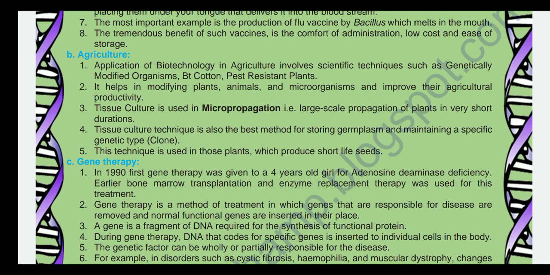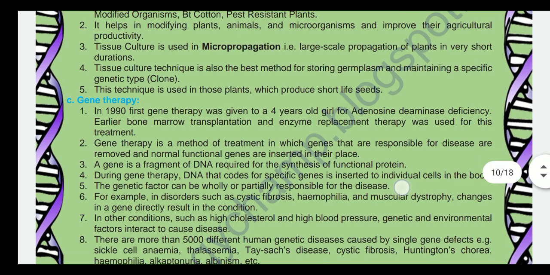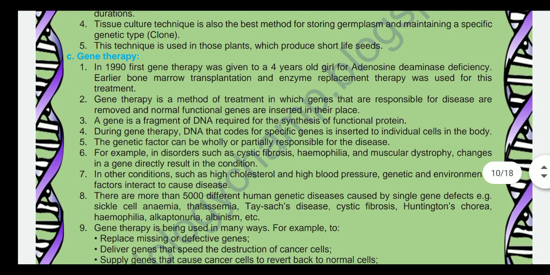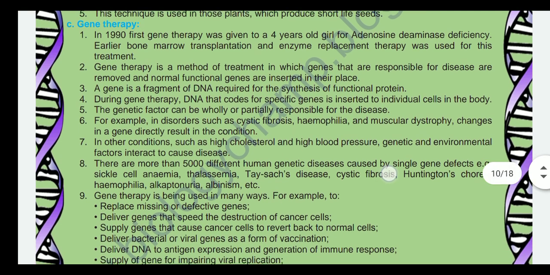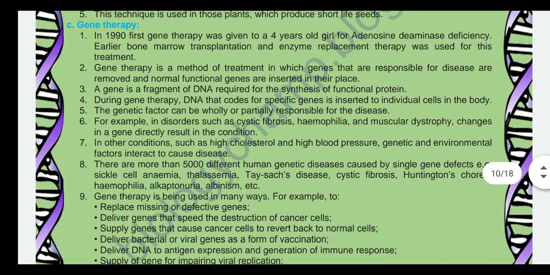Gene therapy. In 1990, the first gene therapy was given to a 4-year-old girl for adenosine deaminase deficiency. Earlier, bone marrow transplantation and enzyme replacement therapy were used for this treatment, which were costly and also very painful for the patient. So this is done quite simply by using gene therapy.